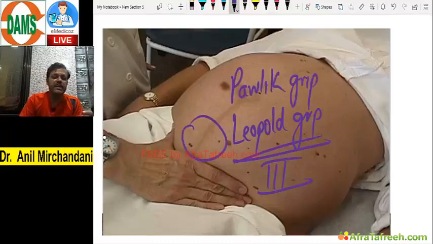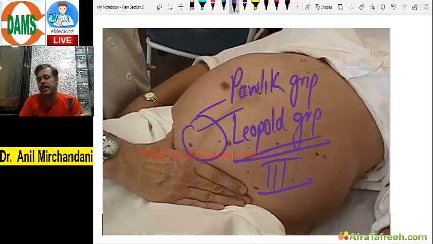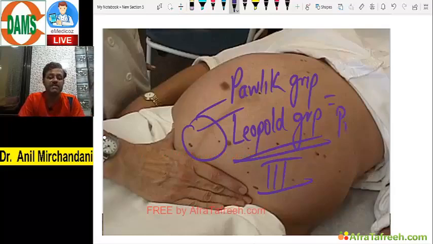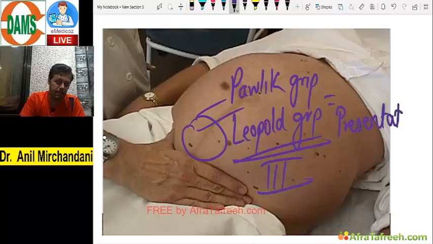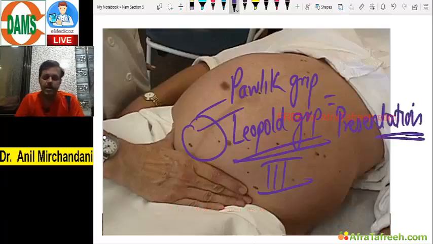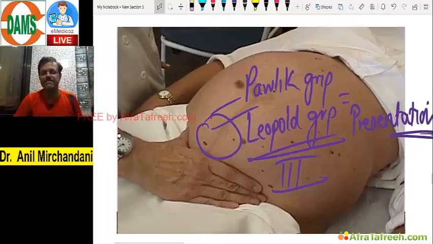Most commonly, you feel the head of the baby over here, and it would be hard ballotable mass. If this picture is given, it is for diagnosis of presentation. It is a hard globular mass, and one hand is used, and you have to face the face of the patient. This is for presentation. This is Pawlik grip.